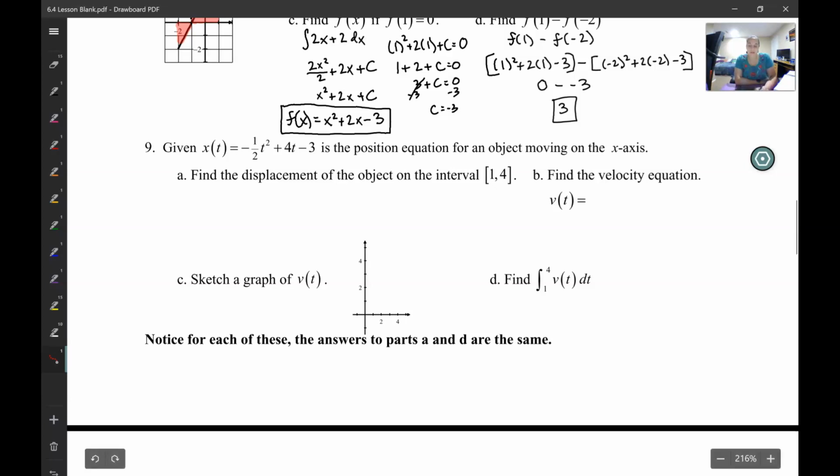So this one is worded a little differently, but it's the same thing. So in A, we're going to find the displacement from 1 to 4, which remember that's just x of 4 minus x of 1. Displacement is the ending value minus the starting value. So I'm going to plug those values in and subtract them. Next, find the velocity equation. So you're going to take the derivative of this, because this is position. So take the derivative to find the velocity, make a sketch of it, and then find the signed area by using triangles from 1 to 4. So once again, I would like you to pause the video, try this example out on your own, and then come back and see how you did.